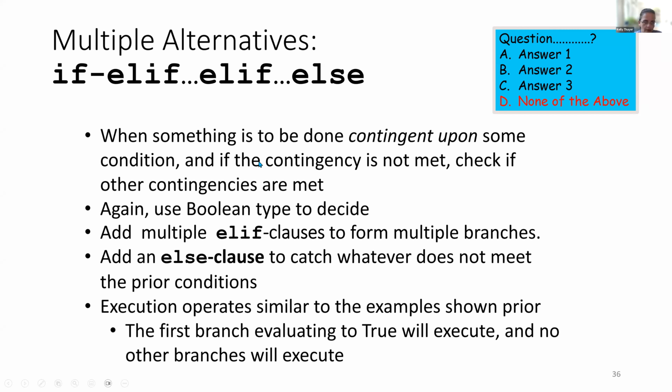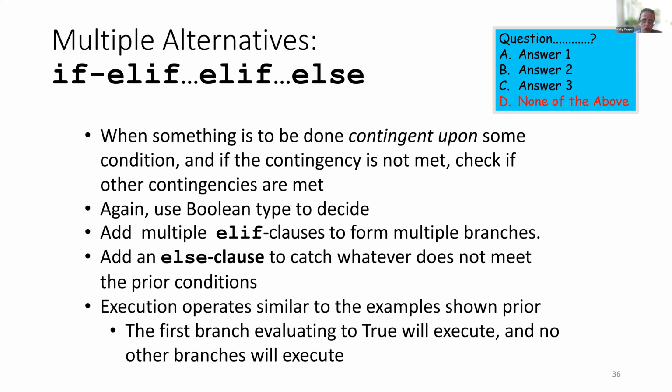So we've already seen that. Again, we could use the Boolean type to decide, so we'd have the branch guards just as we've seen before. We could have multiple elif clauses to form multiple branches, which we have also already seen. And then we would put an else clause at the bottom to catch whatever does not meet any of the prior conditions. It's sort of like a catch-all for anything that hasn't already been caught.